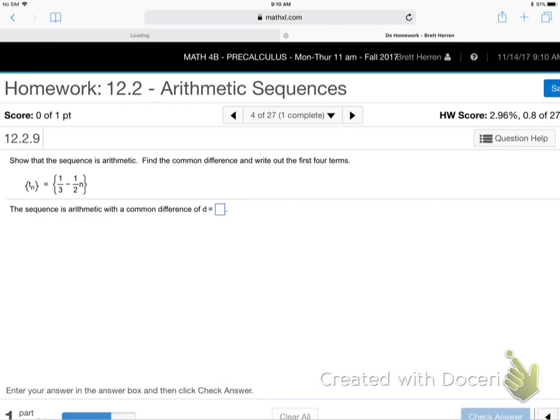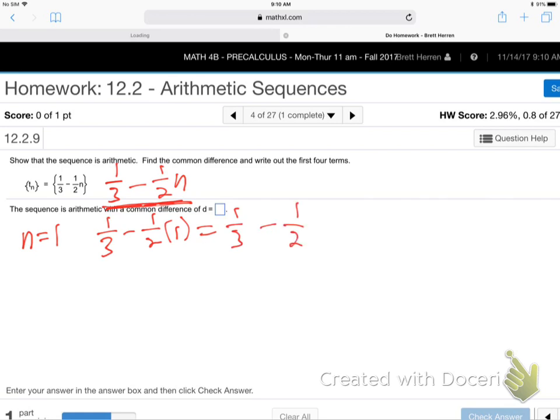Okay, so we've got the formula. 1/3 minus a half n. So there's my formula. Going to plug in 1. Let me do this one with you. We get fractions here. So plug in 1, we get 1/3 minus a half times 1. So that's 1/3 minus a half. Now how do we subtract 1/3 minus a half?